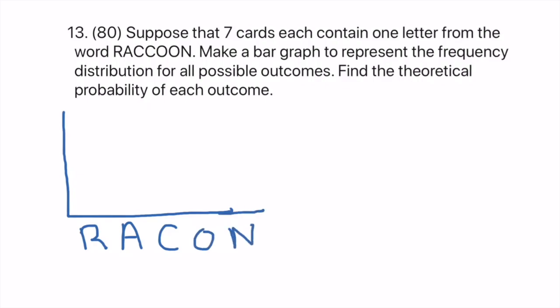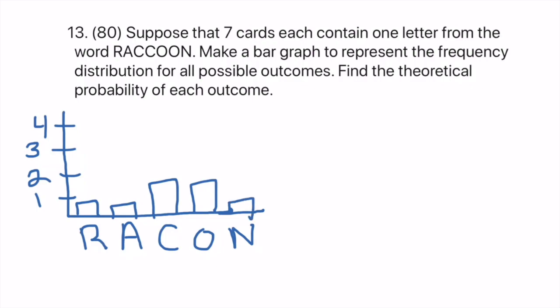And notice there's not that many letters, so I'm just going to go up by single numbers. So 1, 2, 3, 4. Okay, there is only one R, one A, there are 2 C's, 2 O's, and only one N. So there's our bar graph. That's the first part of the problem. Next is finding the theoretical probability of each outcome.